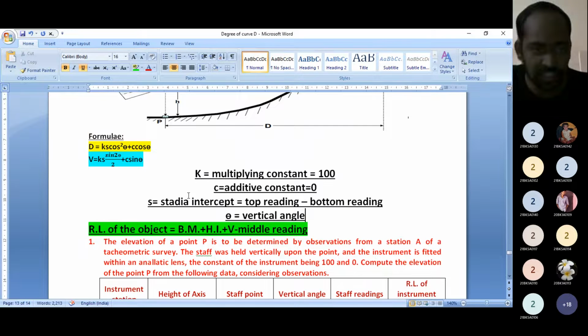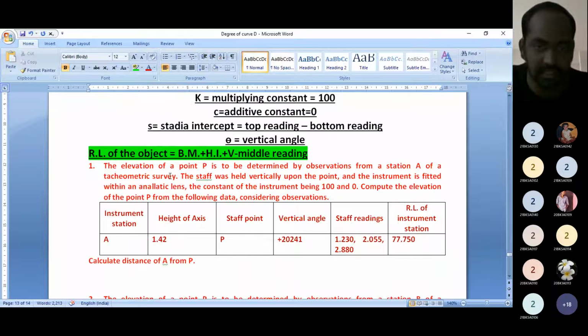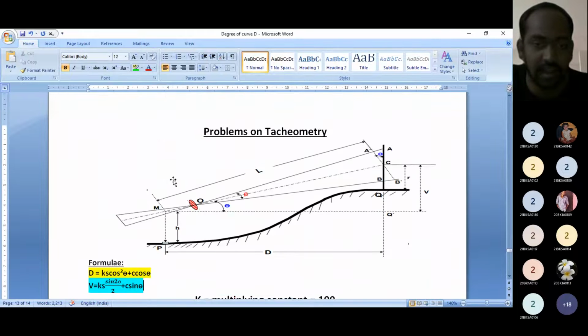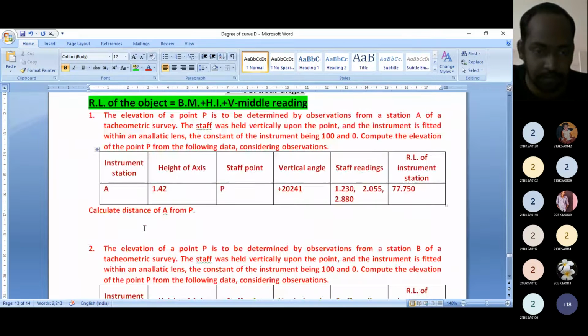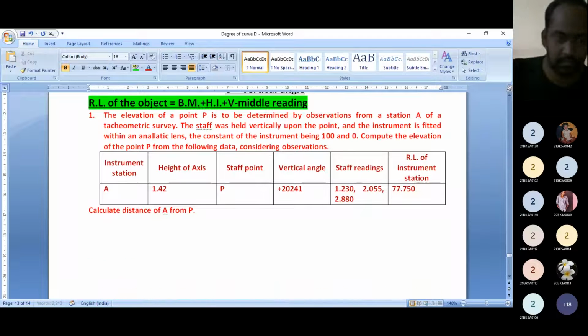First we have to calculate the D here, and next we have to calculate the V here, and at the last we have to calculate the RL of the object. These three things we have to calculate in each case. Okay now, I think guys it is understood by all of you. So all of you take problem number 1 now. First problem. Is it visible to all of you or no?